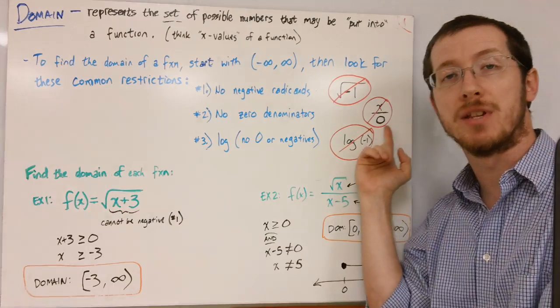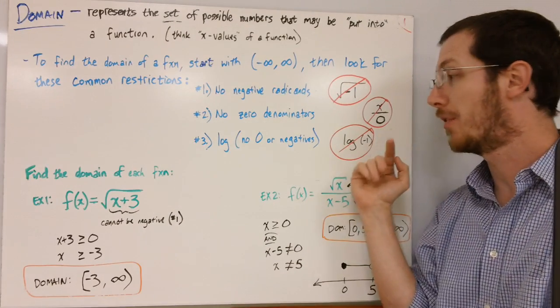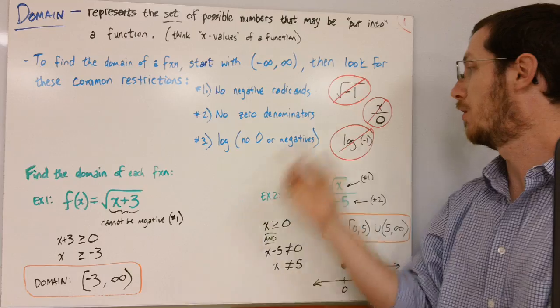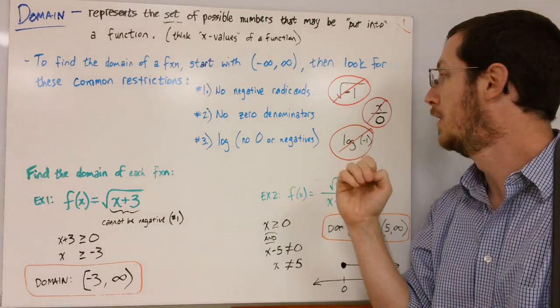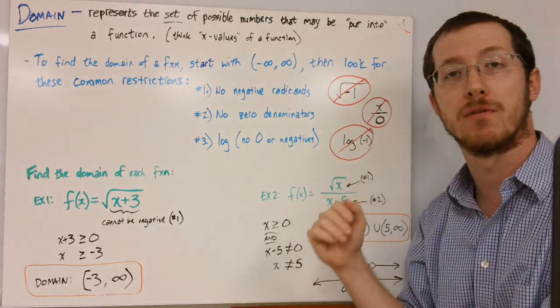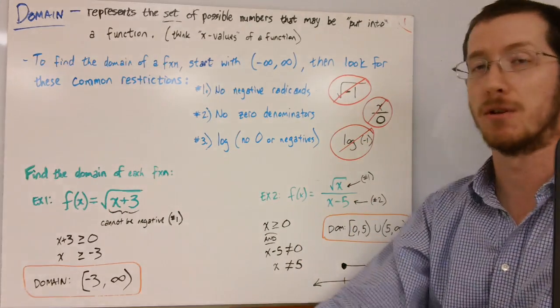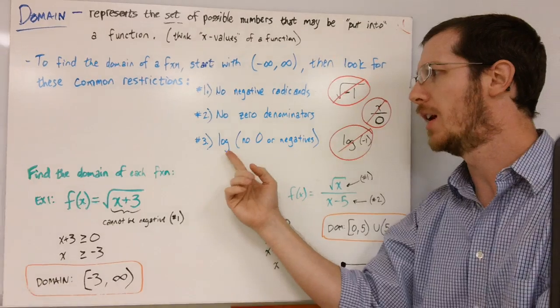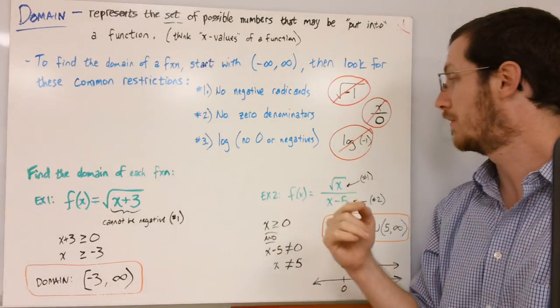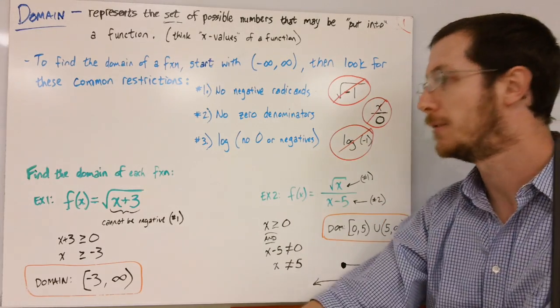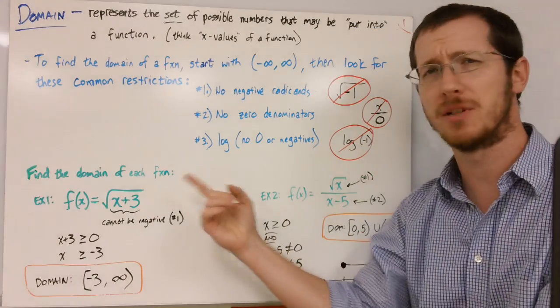When we have zero in the denominator of a fraction, math breaks. So we got to make sure we check our denominators. Make sure that we don't give an x value for our function that can make that equal to 0. Number three, if we have a log function, we can't take the log of a 0 or a negative number, so keep an eye out for that. Let's look at a couple examples.